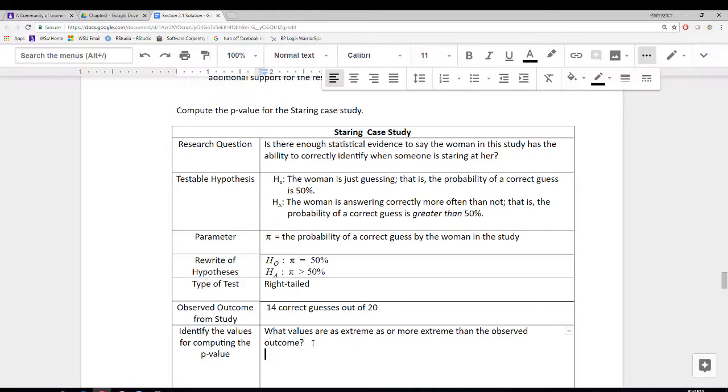Again, if she had the ability, then values as extreme or more extreme would be 14, that's as extreme, 15, 16, 17, 18, 19, and 20. So these values, 15 through 20, are values that are even more extreme than the study outcome. That would provide evidence for the research question.